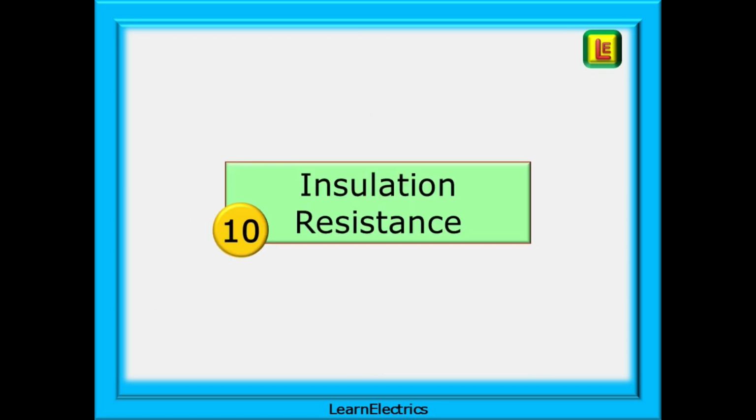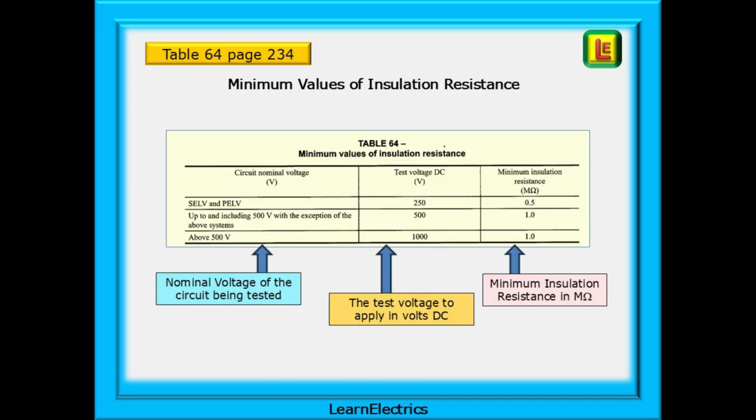And on to table 10, insulation resistance. Almost guaranteed that you will have a question on this table in most exams. Table 64 is found on page 234. An exam question will give you the nominal voltage of the circuit under test, 230 volts AC, 400 volts AC, etc. If the question just says domestic dwelling, then assume 230 volts AC nominal.